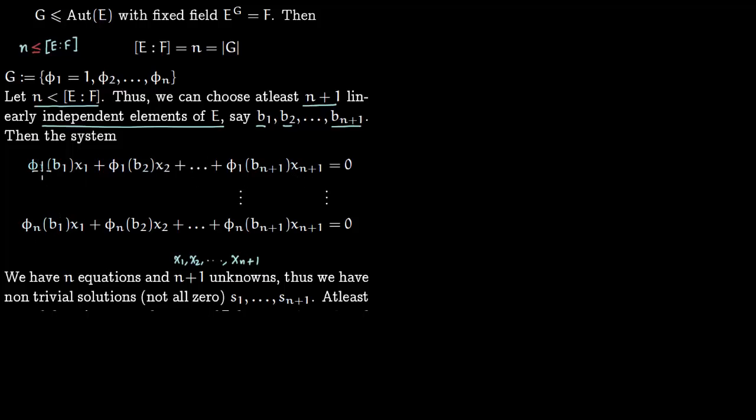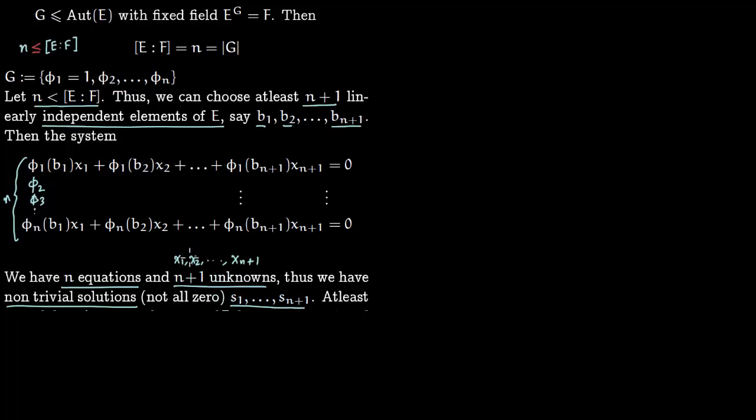You have equations corresponding to these phis. The first equation corresponds to phi1, the second equation corresponds to phi2. Notice this is phi1 b1 x1, phi1 b2 x2, all the way to phi1 b n plus 1 x n plus 1. The third equation corresponds to phi3, and so on, and the nth equation corresponds to phi n. So we have n equations and n plus 1 unknowns, and therefore we will have some non-trivial solutions, meaning some of these solutions are not all 0. Say your solution set is s1 to s n plus 1.